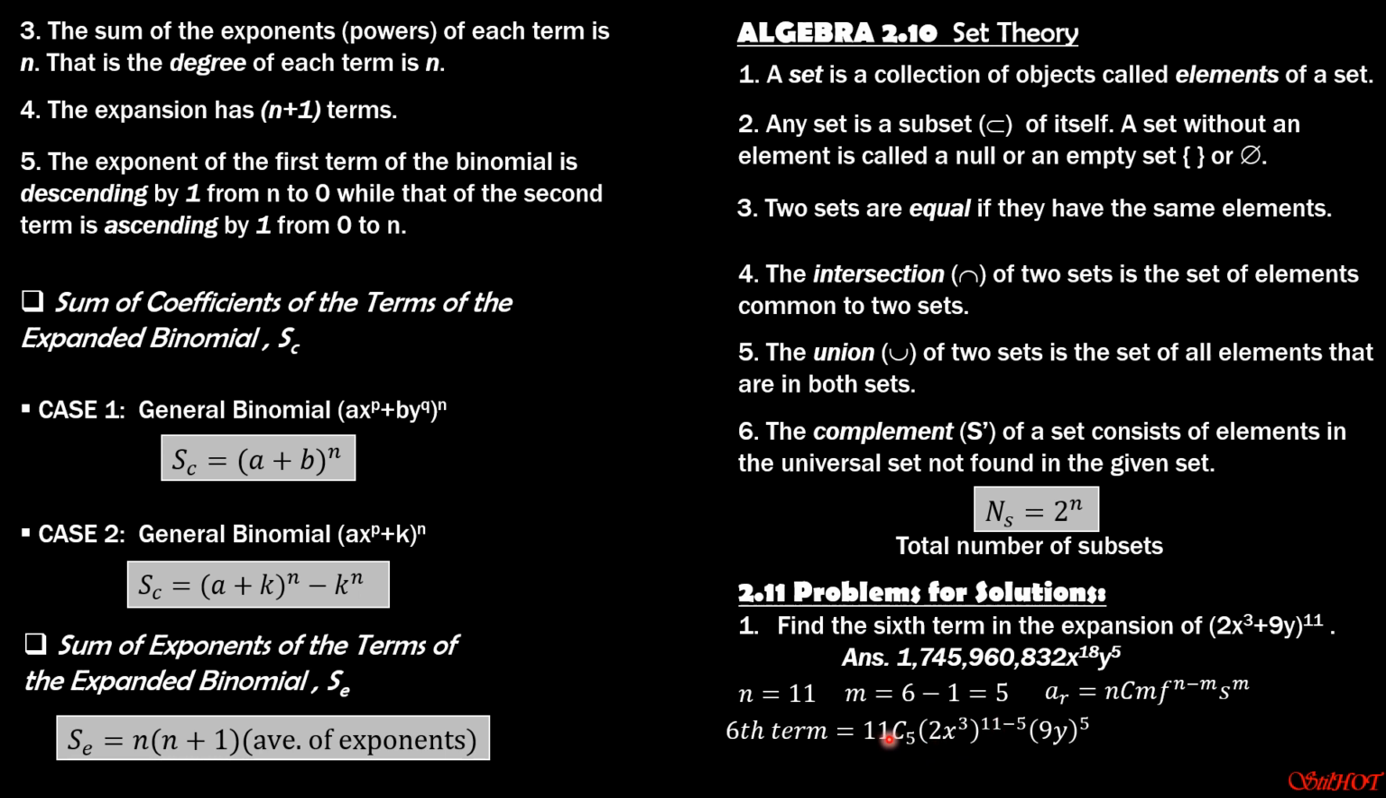That is part of the coefficient. Then times 9 to the 5. So the result is 1,745,960,832. Then this is x cubed quantity raised to 6, so that's x to the 18. And of course, y to the 5. So the sixth term is 1,745,960,832 x to the 18, y to the 5th.